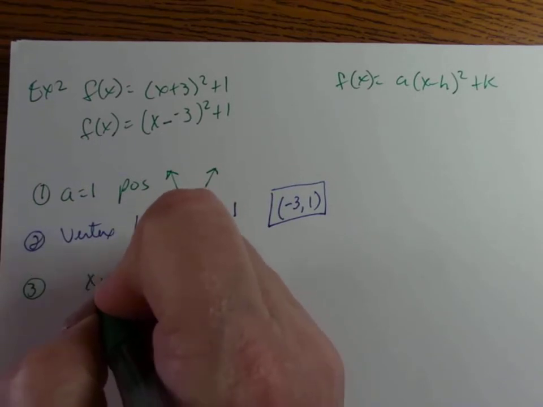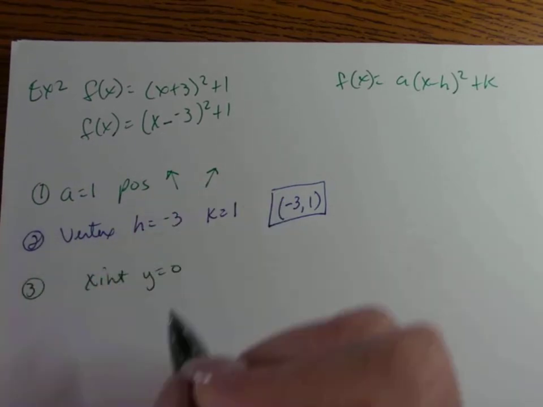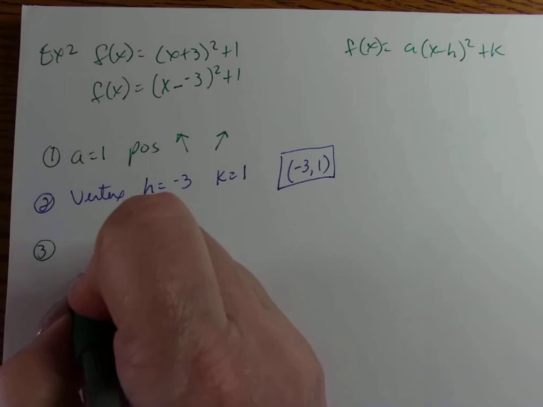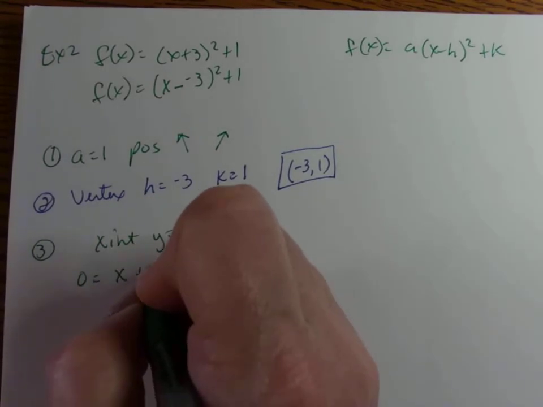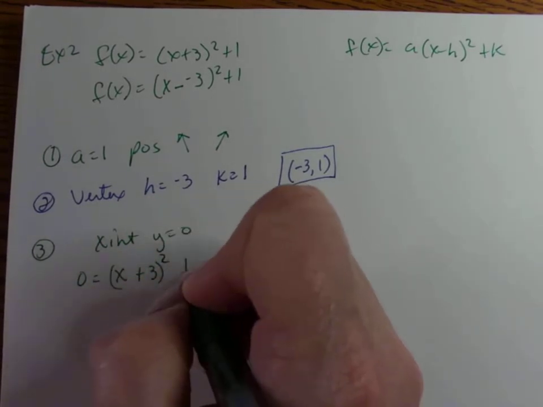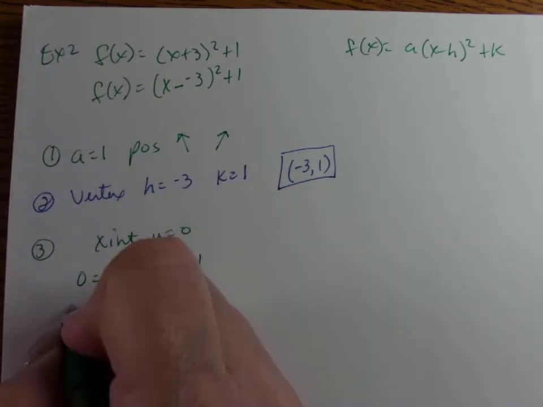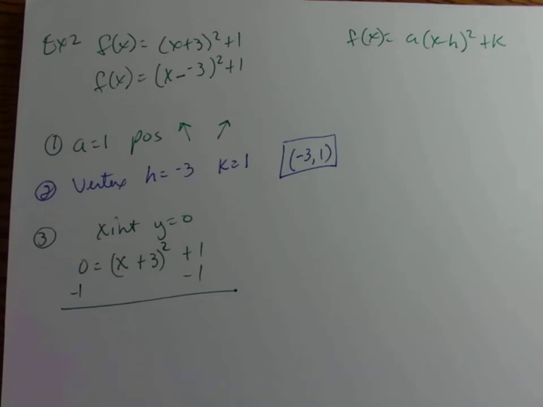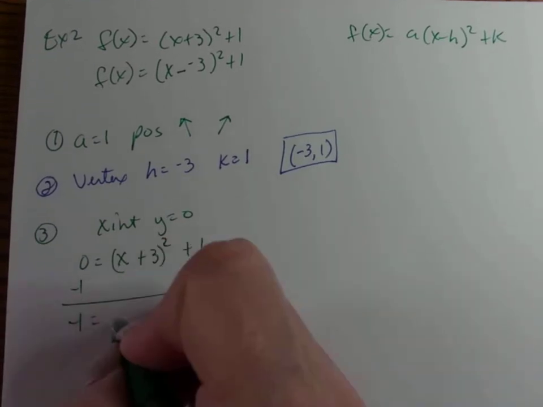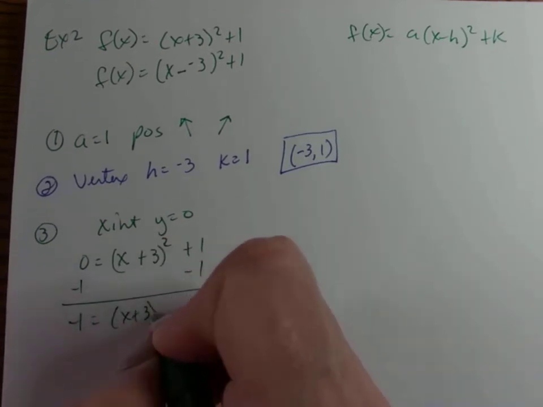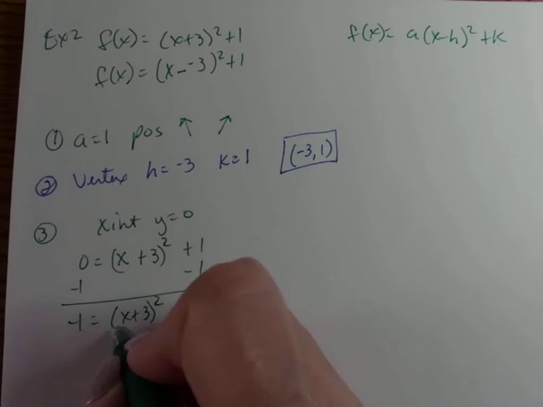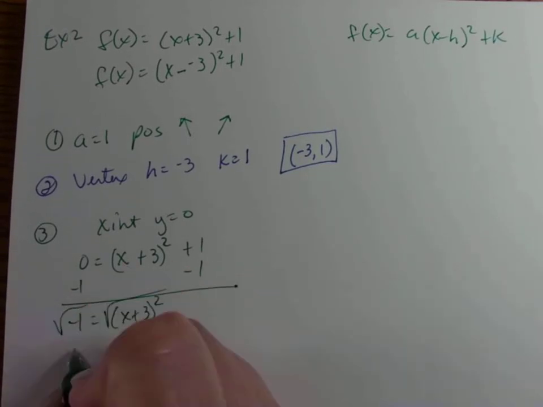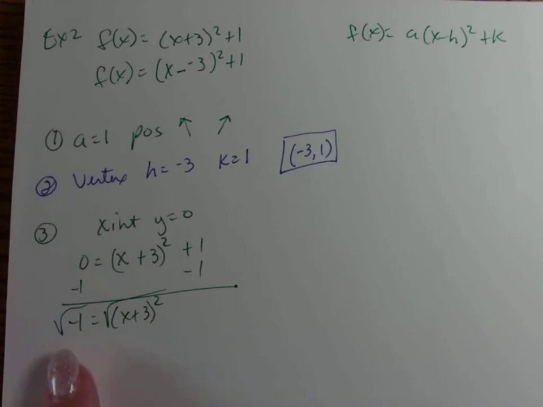We have the x-intercept, where y is equal to 0. So 0 equals (x plus 3) squared plus 1. We'll subtract the 1 from both sides, and we get negative 1 is equal to (x plus 3) quantity squared. When we take the square root of both sides, we know, again, that it's going to be plus or minus. The square root of negative 1 is i.